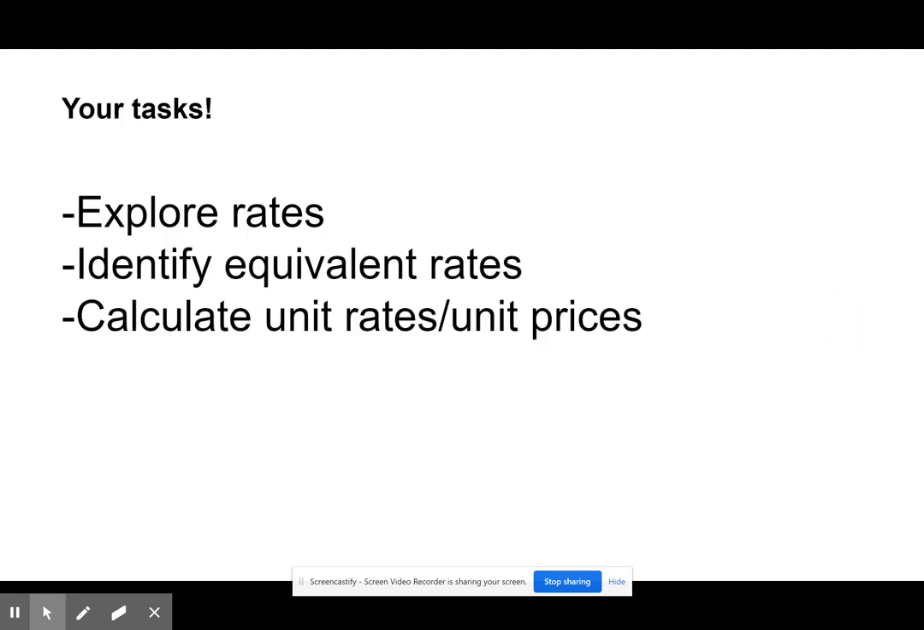So you're going to take all of this great information and I'm going to ask you to explore the idea of rates. You're going to be able to identify equivalent rates. Again, apply your equivalent fraction knowledge. And then you'll be able to calculate unit rates and unit prices. I hope you find the activities fun, and I can't wait to see your work. Happy learning.